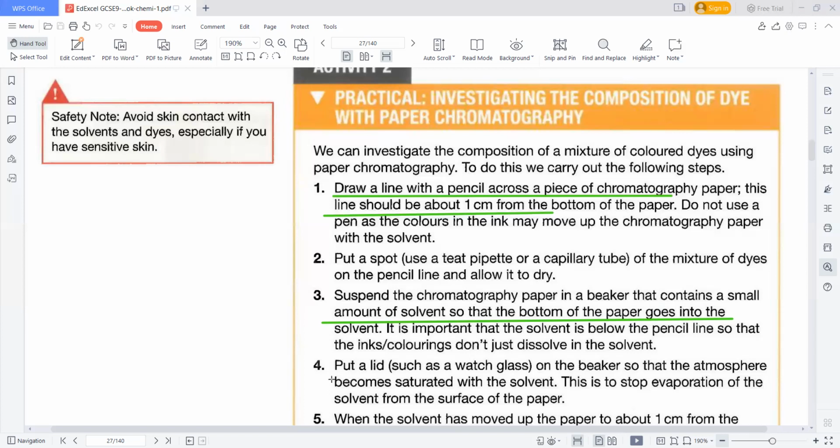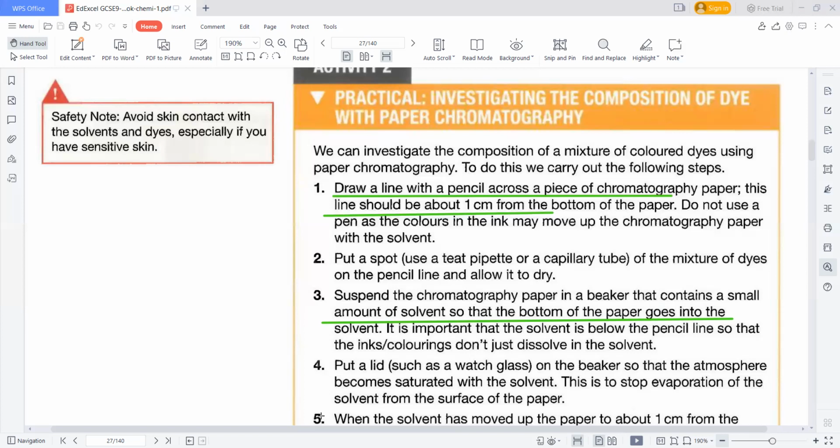Next thing is to put a lid, such as a watch glass, on the beaker so that the atmosphere becomes saturated with the solvent. This is done to stop the evaporation of the solvent from the surface of the paper.